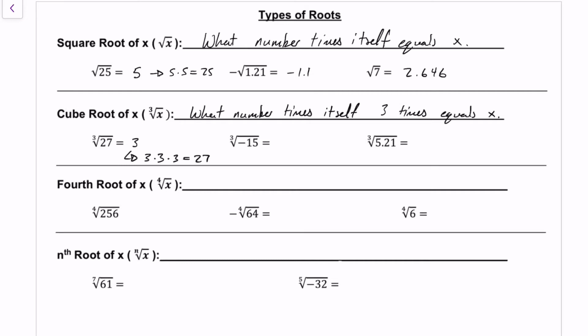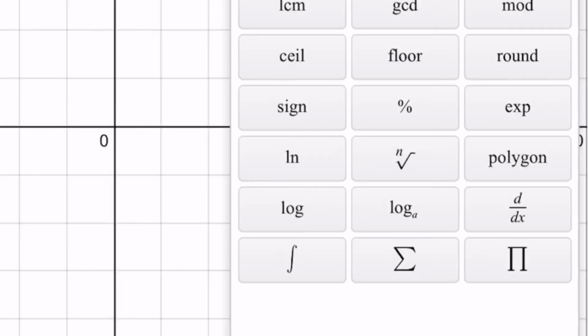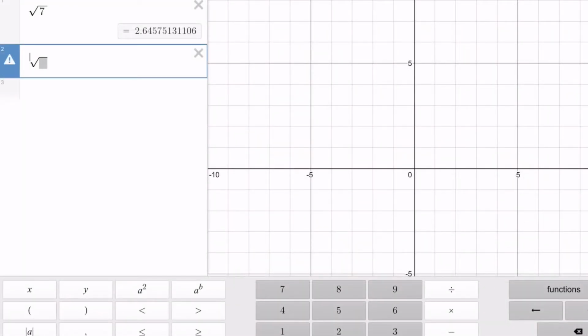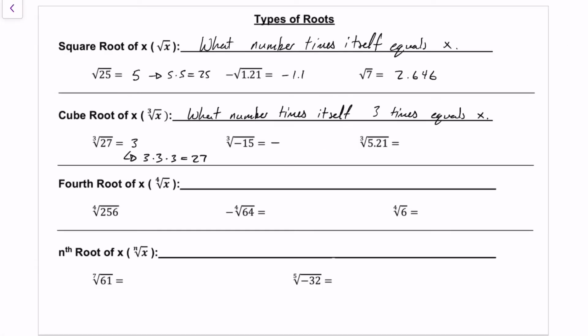Cube root of negative 15, well, I don't know what that is, so I got to go to the calculator. First thing to notice is the symbol on the calculator is this little root sign with an n up above. So putting it into the calculator, I'm going to put in the index where that n was, which is 3, and then the negative 15 is what we're taking the cube root of, and we get negative 2.466.